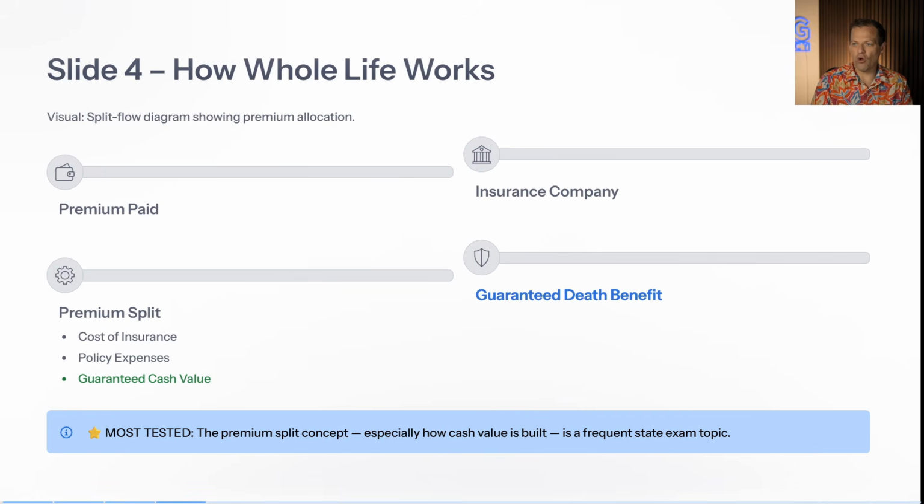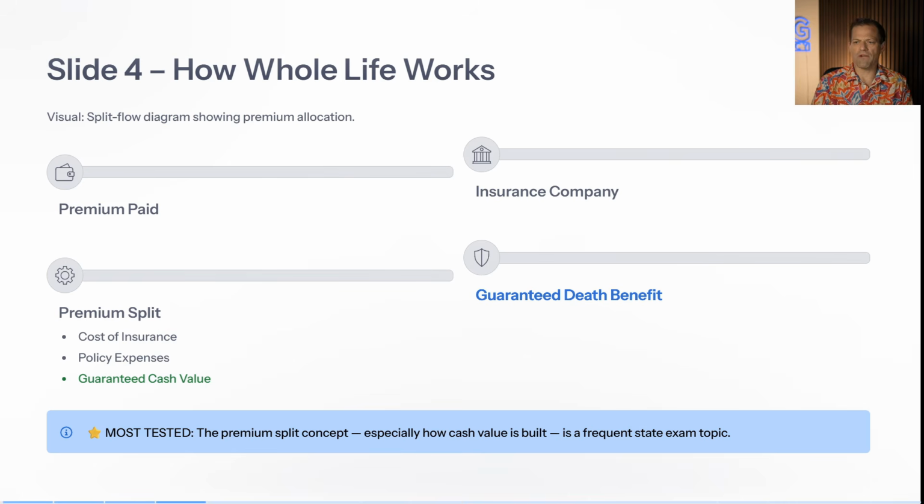So let's talk about how whole life insurance works. You pay a premium. The insurance company is the one that's covering it, and that premium goes towards what we call a premium split, and it pays for the cost of insurance, the policy expenses, and then the guaranteed cash value. And in exchange, you get a promise of a guaranteed death benefit when you die.